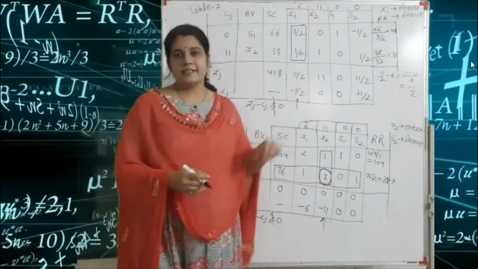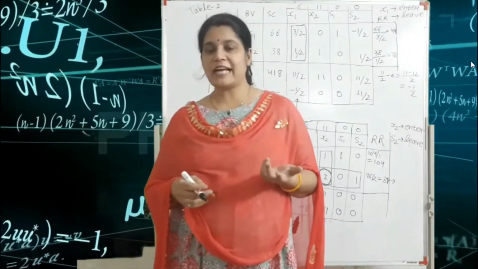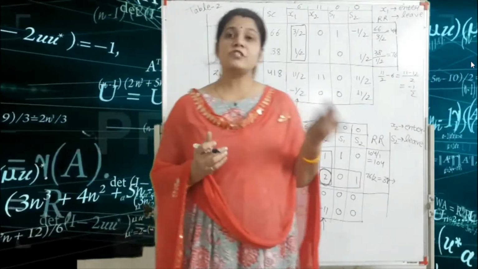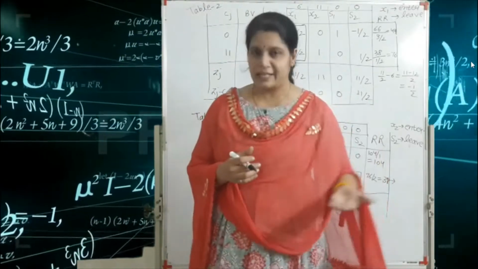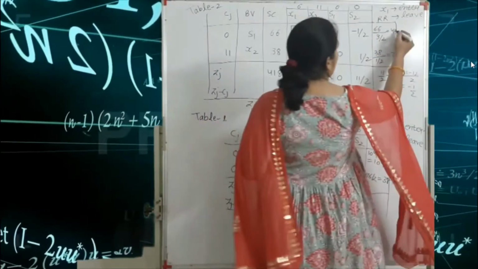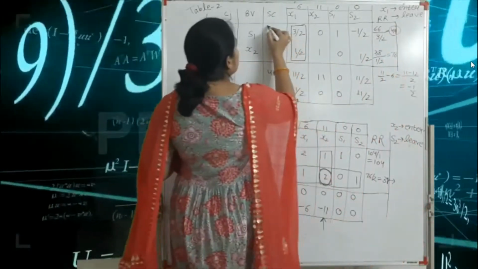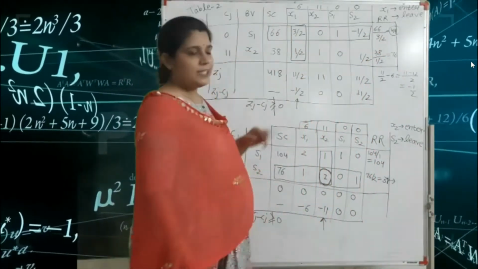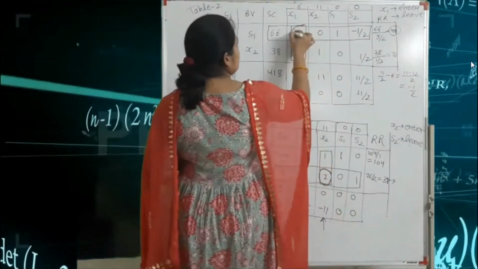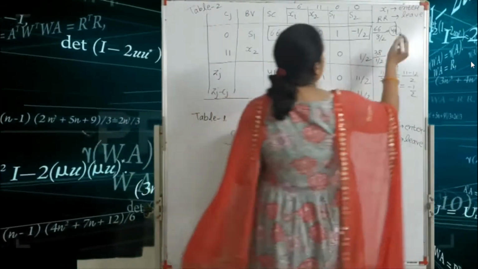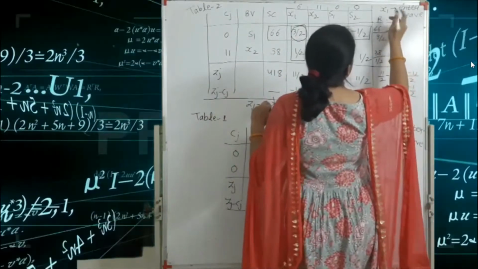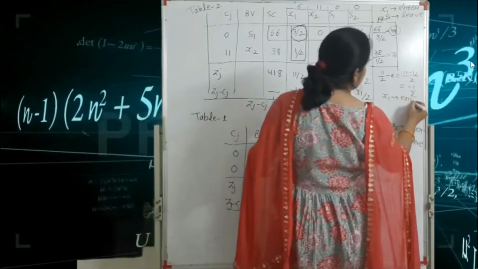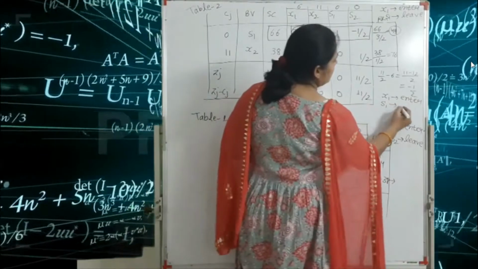Okay, so again both the values are positive. That means we consider both the values for finding the replacement ratio. But a replacement ratio is what? Minimum positive value. Got it? So minimum positive value is what? 44. So 44, that means this is a key row. Got it? This is a key row and this is a key number. So X1 enters and the S1 variable leaves.